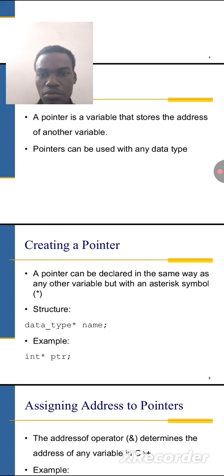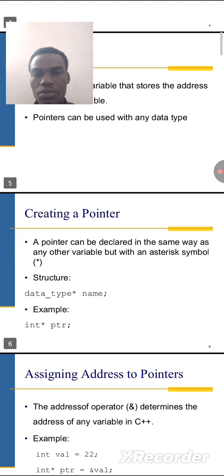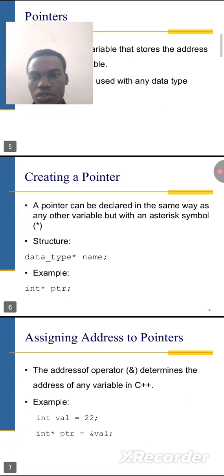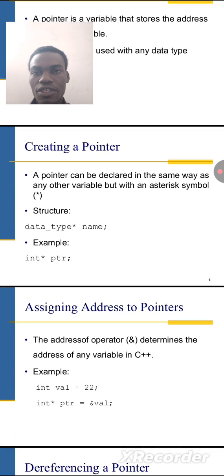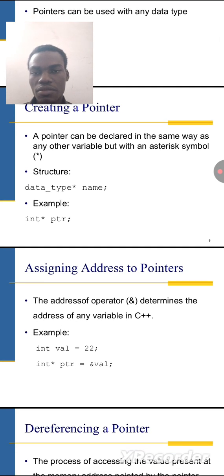A pointer can be declared in the same way as any other variable, but with an asterisk symbol. So this is the structure. You have to have a data type and then the name. So you have int *ptr.